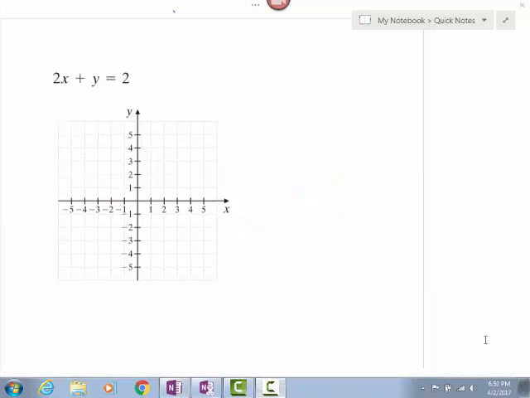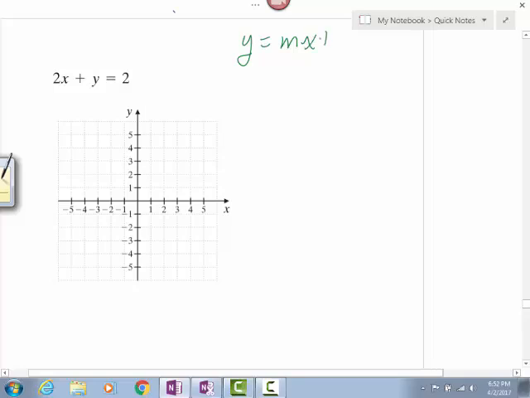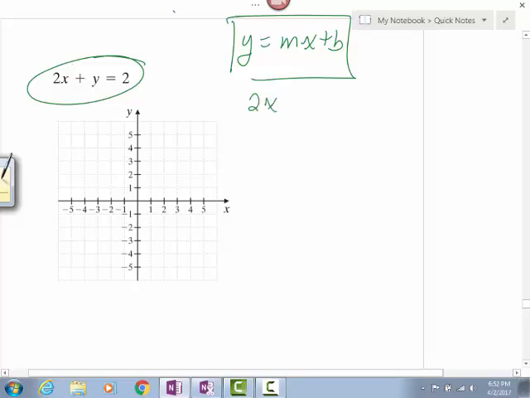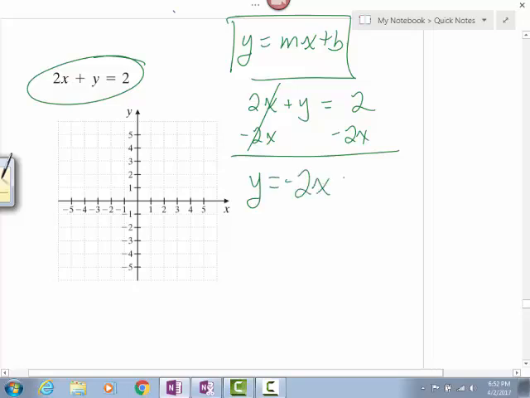My next problem here is 2x plus y equals 2. So again, my first step here is I'm going to write out my equation, y equals mx plus b. And when I look at the equation that I have, I can see that it's not in that form just yet. So if I write out my problem, 2x plus y equals 2, if I want to solve for y, I know I need to subtract 2x on both sides. So now I'm going to have y equals negative 2x plus 2.